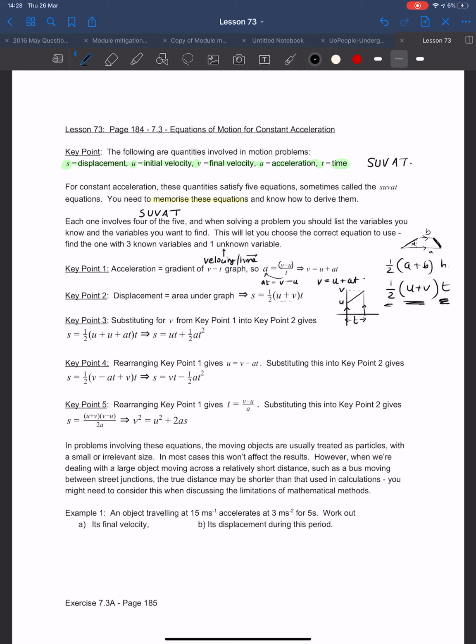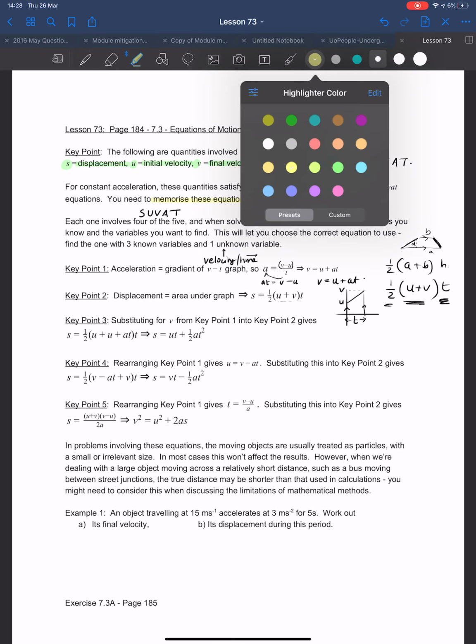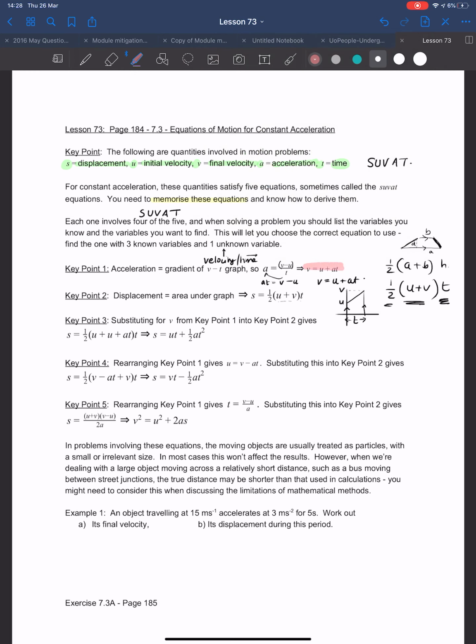Okay, key point 3. So let's keep an eye on what we've actually got here. V equals u plus at, equation number 1. S equals a half (u plus v) times t, equation number 2. So the first one's got a u, a v, an a and a t. If you know 3 of those, you can substitute those 3 in and work out the 4th. Similarly, key point 2, displacement S is a half, brackets, u plus v, close brackets, times t. So if you know 3 of those bits of information, you can work out the 4th.